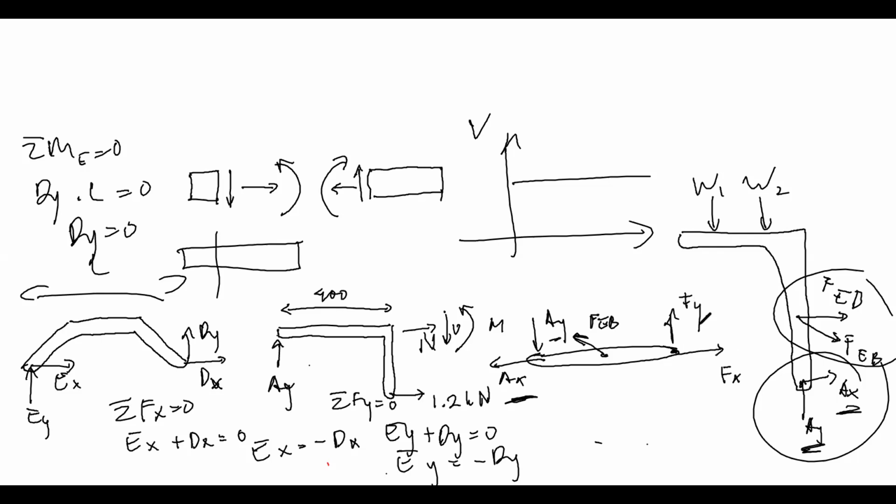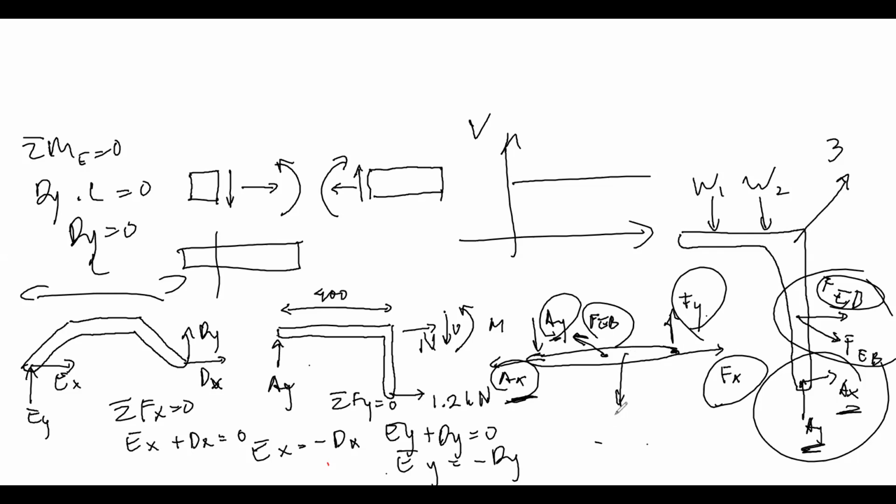Okay, so in total, the number of unknowns that we have is 1, 2, 3, 4, 5, 6. Okay, 6 unknowns, and in total we have 6 equations as well. From the first free body diagram, we have 3 equations from sigma Fx, sigma Fy, and sigma moment. From the second free body diagram, we have 3 equations as well. So you will be able to solve it.